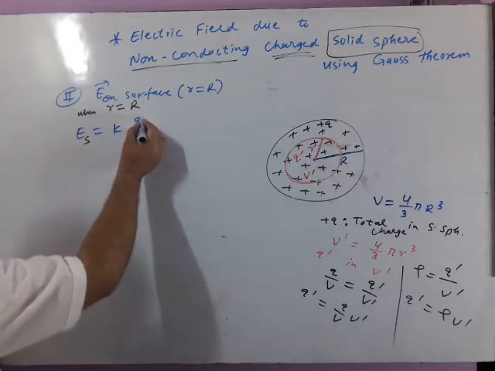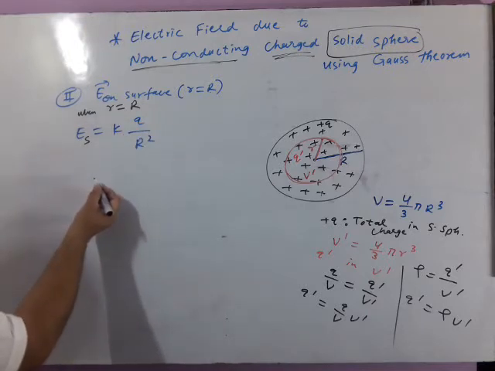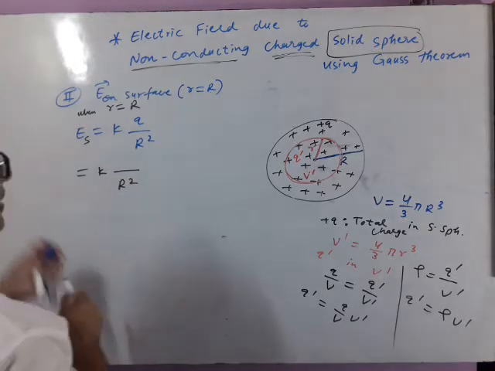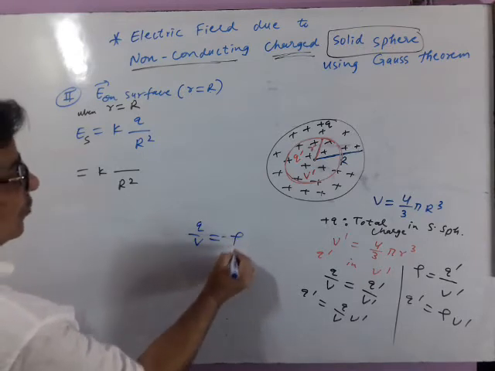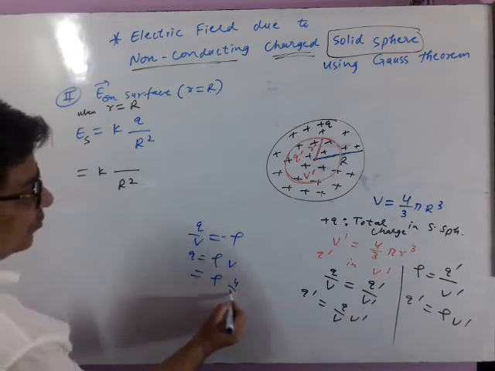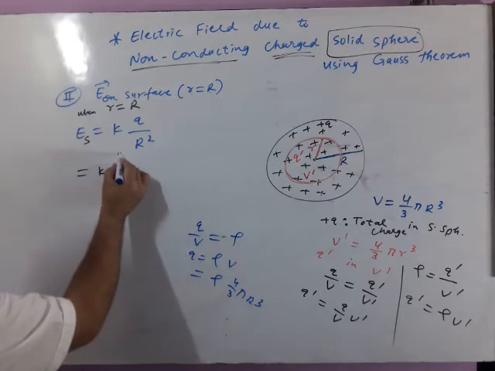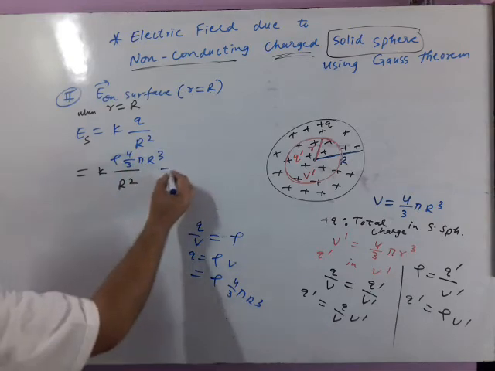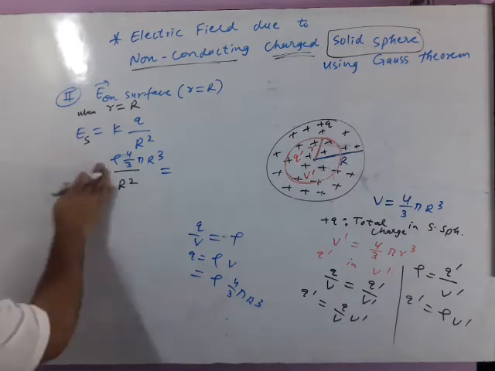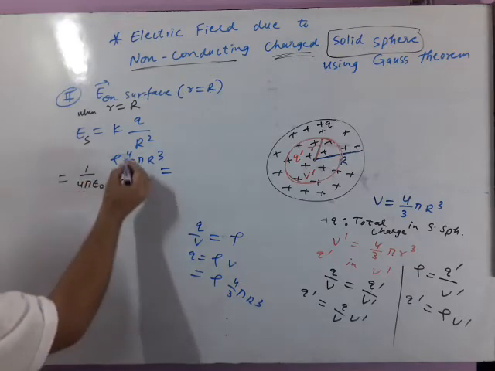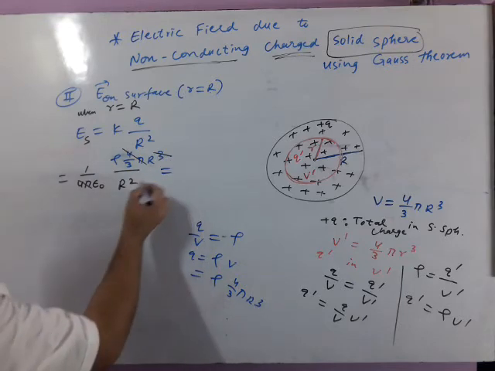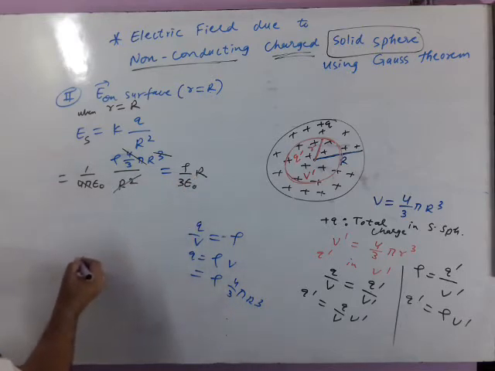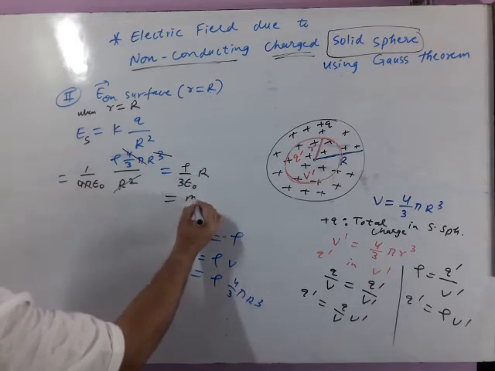Now you can put the value of charge here if you want. See what will be that? k by R square. What was Q? I will have to find it again. So Q by V is rho, so Q is rho into V, and it is 4 by 3 pi R cube. Now input the value: rho, 4 by 3 pi R cube. So your answer will be like this, and k is 1 by 4 pi epsilon naught. See, 4 pi cancelling, R cube cancelling with R square. So it is rho by 3 epsilon naught into R. Focus. Now it is the maximum value.